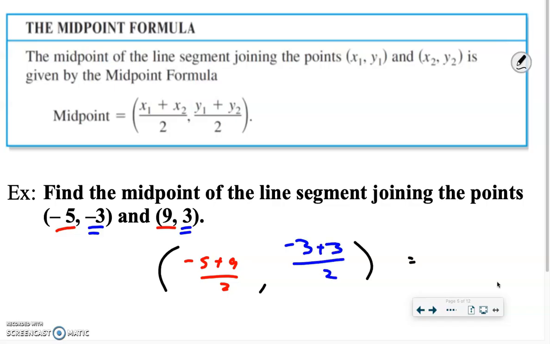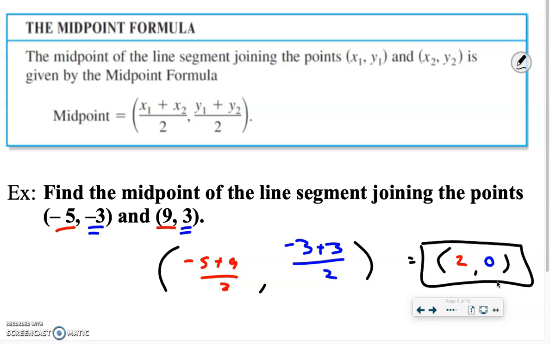So if you help me out here, what is negative 5 plus 9, as I sloppily wrote that? Positive 4. Divide that by 2, we get? All right. Negative 3 plus 3 is? 0 divided by 2 is? So the midpoint will be located at 2 comma 0.